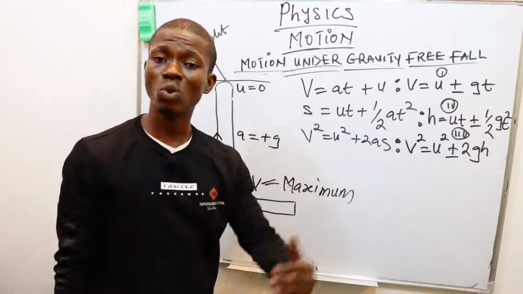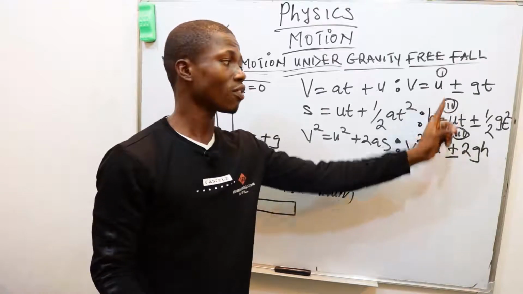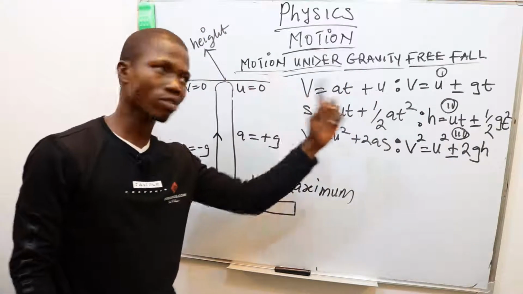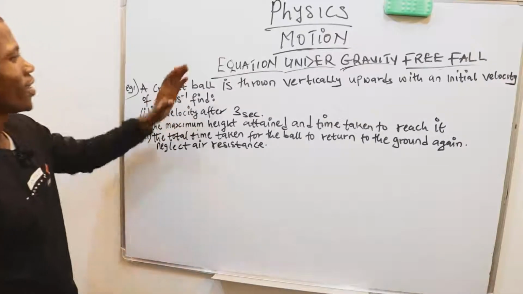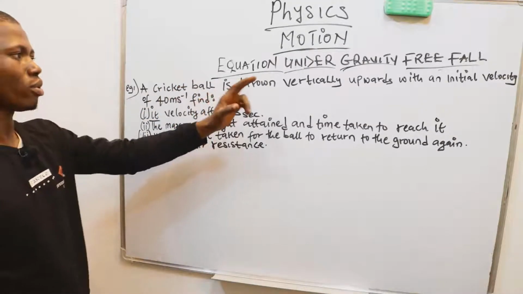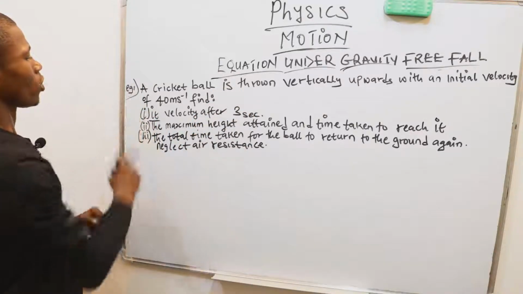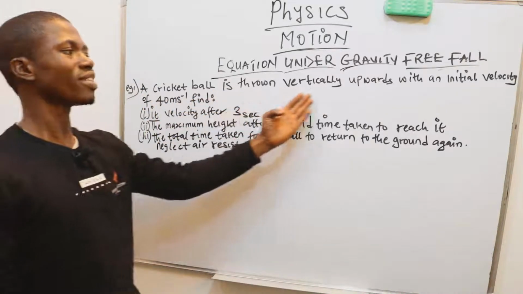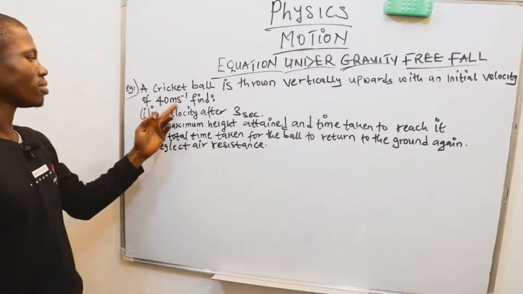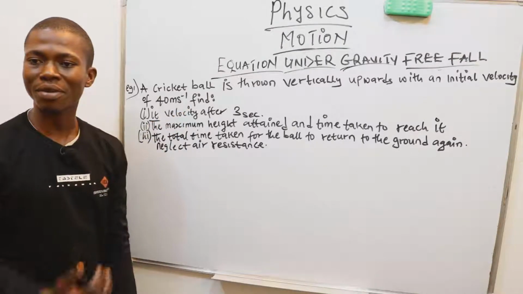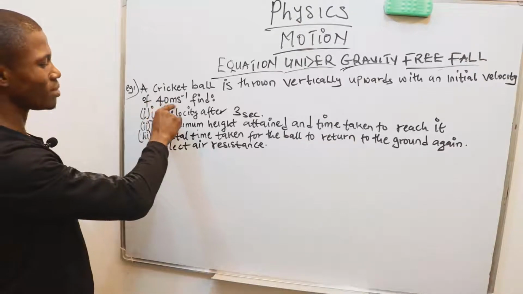So let's quickly jump into calculations. We are going to use these three formulas as we used this one previously. Let's go and use these three and solve questions. Okay, right here is our number 1 example under motion under gravity, free fall. Example 1 says a cricket ball is thrown vertically upward with an initial velocity of 40 meters per second.